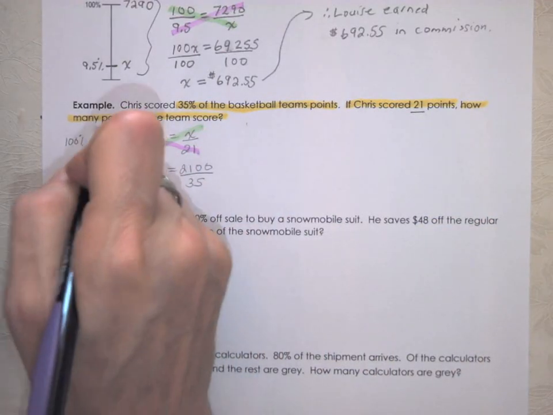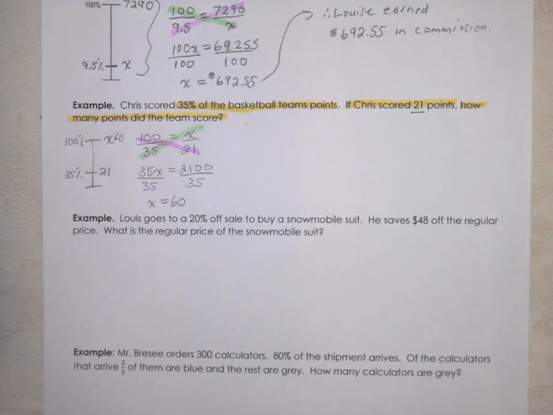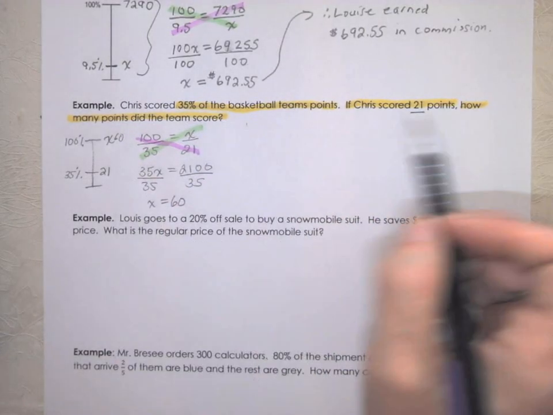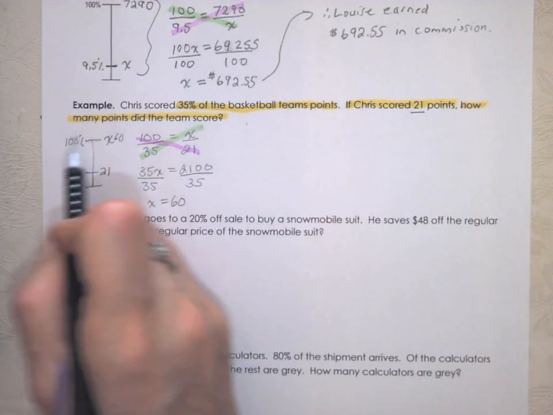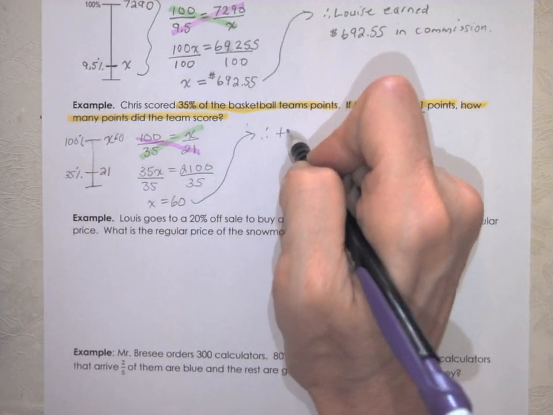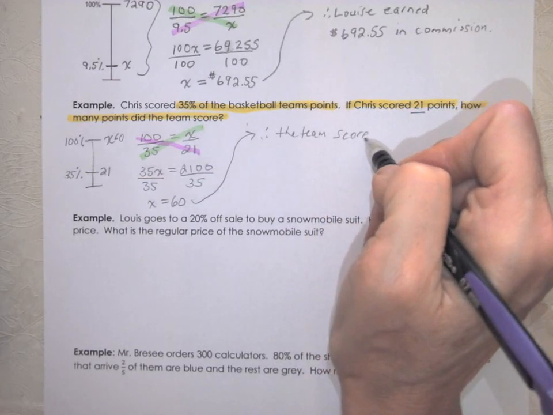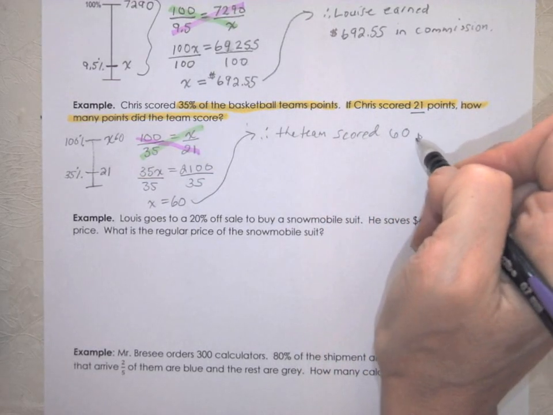So again, what's that 60? That 60 represents the number of points the team scored together. Okay? So you're answering the question asked, how many points did the team score? Therefore, the team scored 60 points.